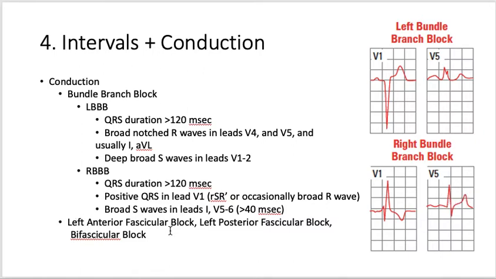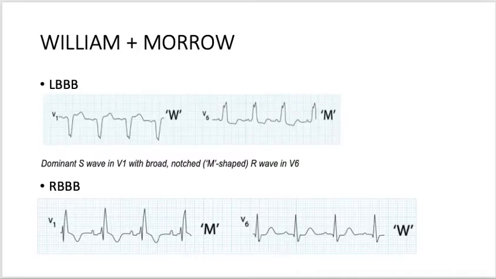I also have written down here just the idea of a left anterior or left posterior fascicular block, or a bifascicular block. That relates to a further breakdown of left bundle branch block. I wouldn't worry about it too much right now, but just know that it is possible to have that differentiation. It's just a little bit more specific about where the actual blockage is.